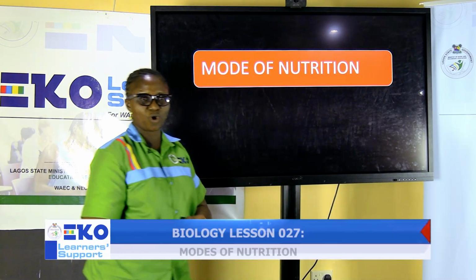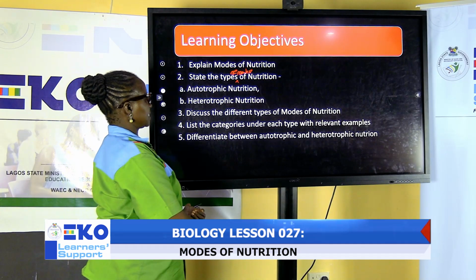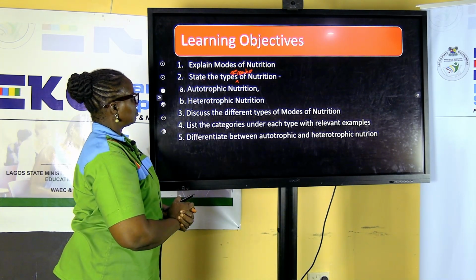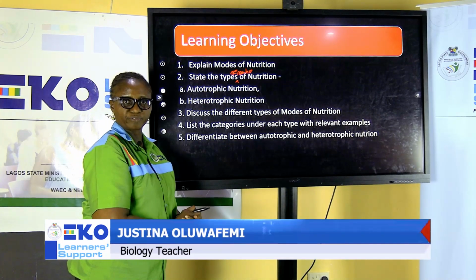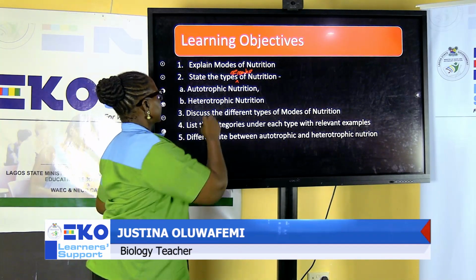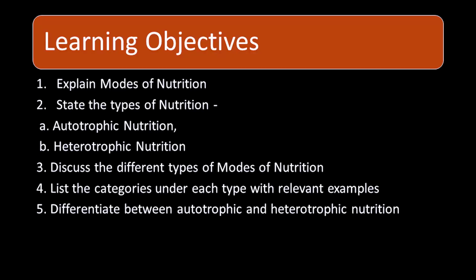Our topic is mode of nutrition. Read along. Mode of nutrition. Our learning objectives include the following. The first is you should be able to explain modes of nutrition. The second learning objective states that you'll be able to state the types of modes of nutrition. And the different types of mode of nutrition include, number one, autotrophic. And the second type is heterotrophic.